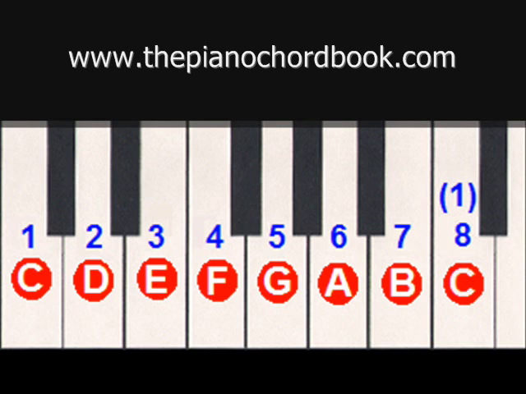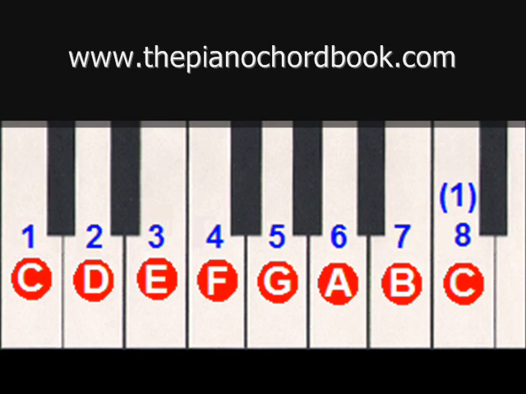Starting on the 1st scale degree, we're going to make a C major chord by playing C, going up to the 3rd, E, and then up to the 5th, G. So C, E, G make a C major chord. Building a chord off the 2nd scale degree will give us a D minor chord. We have D, go up to the 4th, F, and up to the 6th scale degree, A. D, F, A make a D minor chord.